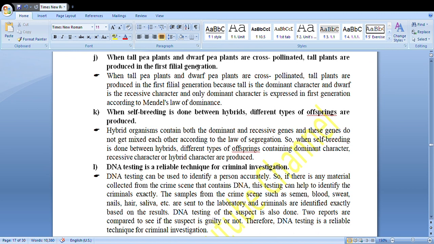Next question. When tall pea plants and dwarf pea plants are cross-pollinated, tall plants are produced in the first generation because tall is the dominant character, which dominates the recessive character. That's why.